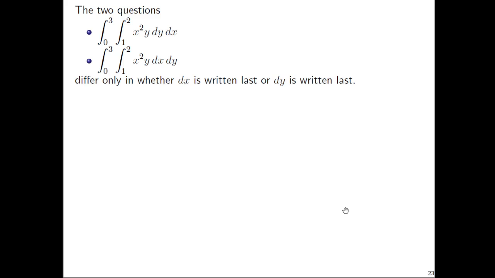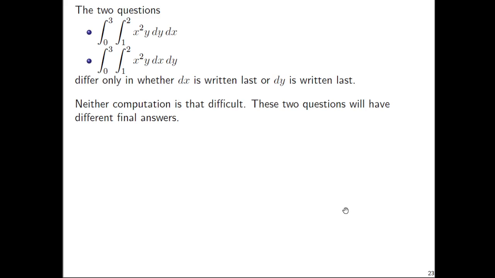Let's take a look at the integral from 0 to 3 of the integral from 1 to 2 of x squared y dy dx. And then look at the integral from 0 to 3 of the integral from 1 to 2 of x squared y dx dy. These two questions look very similar. The only difference is whether the dx is written last or the dy is written last. Neither computation is really difficult, but I hope you will see from these two examples we do need to be careful. And the punchline here: these two questions will have different final answers. So the swap of that dx versus dy at the end is going to matter.